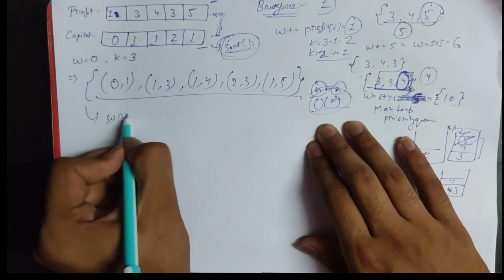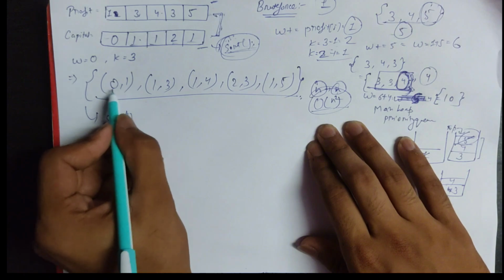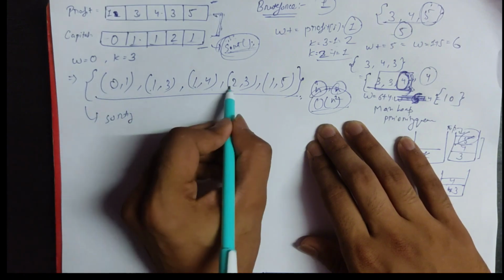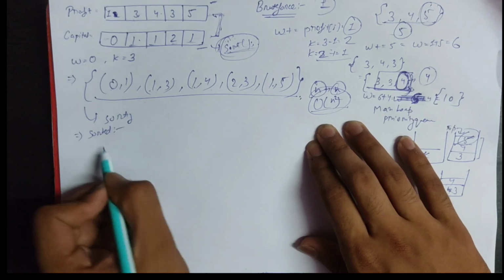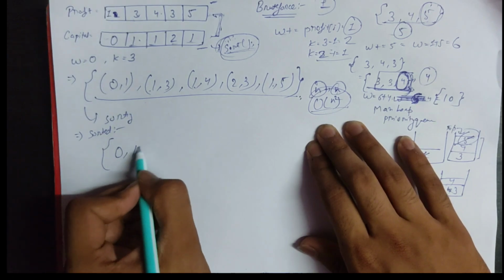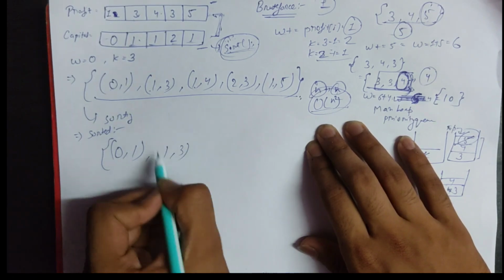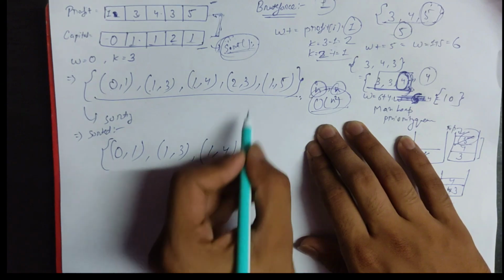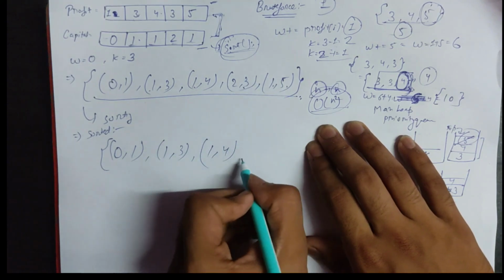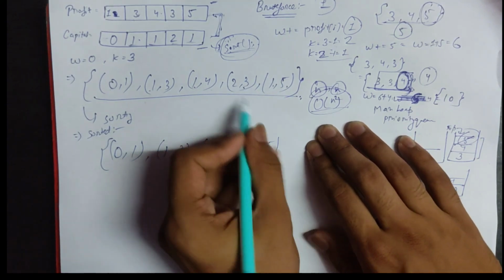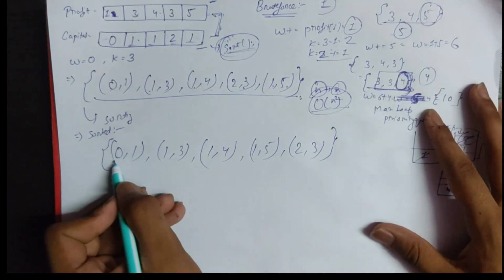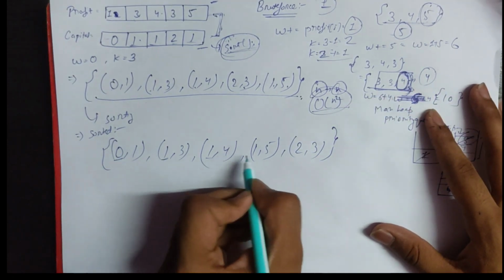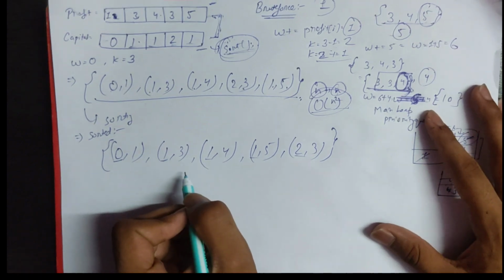After sorting this vector on the basis of the first values, which are capital, we will get the sorted vector like 0 1, 1 3, 1 4, and now this 1 5 will be swapped here with 2 3 because of sorting. See, this vector is sorted with the first value of every pair, 0 1 1 1 2, and this is sorted in ascending order.